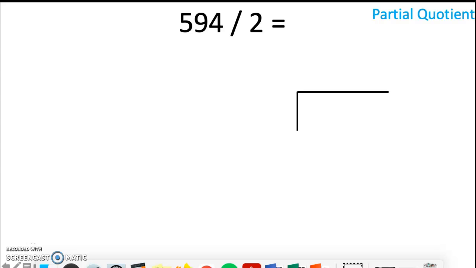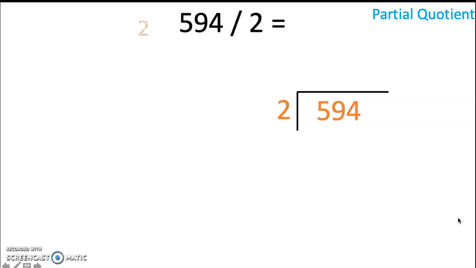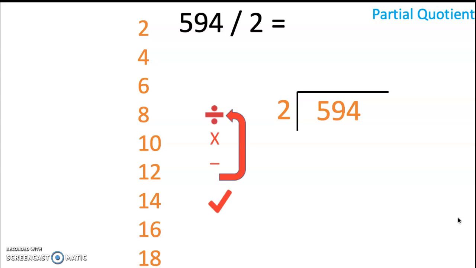594 divided by 2 using partial quotient. First, set up your equation by putting your 2 on the outside, your 594 on the inside, and your multiplication facts if you need them. We also are going to need our steps of divide, multiply, subtract, repeat, and check.